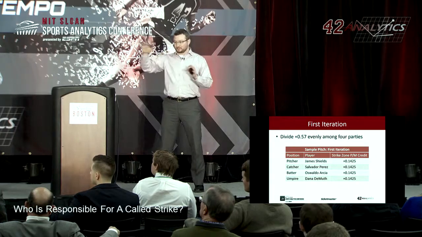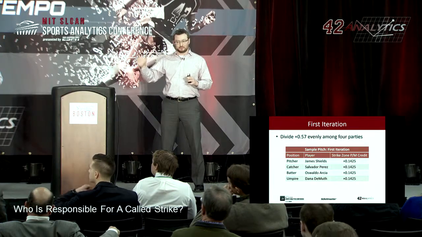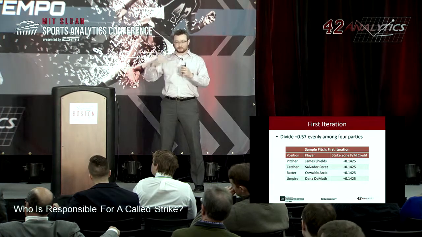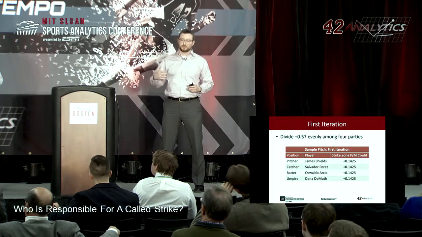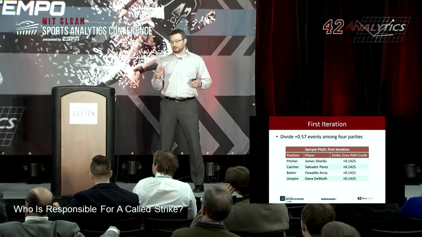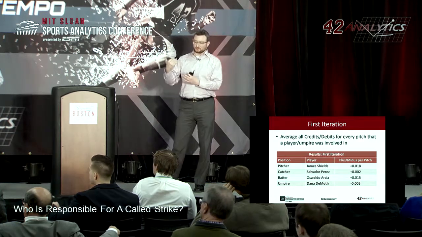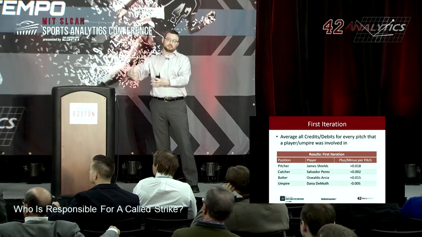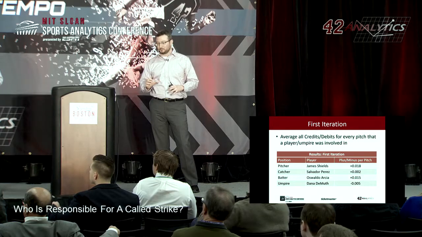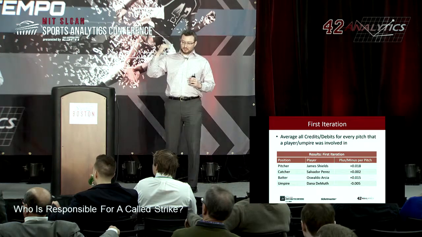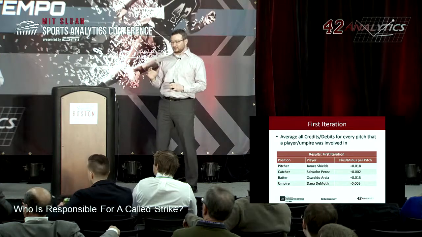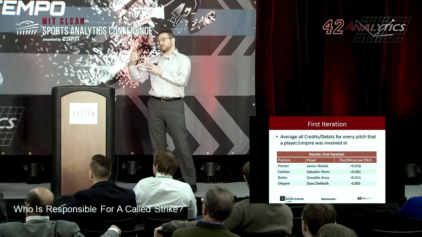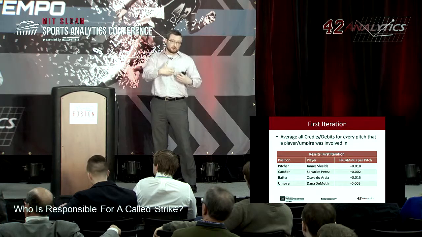We do that for every single pitch that occurs in our data set, and again, add up all the pluses and minuses for every player and average that across all the pitches that they've been involved in. And that, at the end of the first iteration, is going to at least give us an initial indication of what each of these players' tendencies are. So again, these are totally hypothetical numbers, but let's say at the end of that, James Shields gets about 0.018 plus-minus points per pitch.